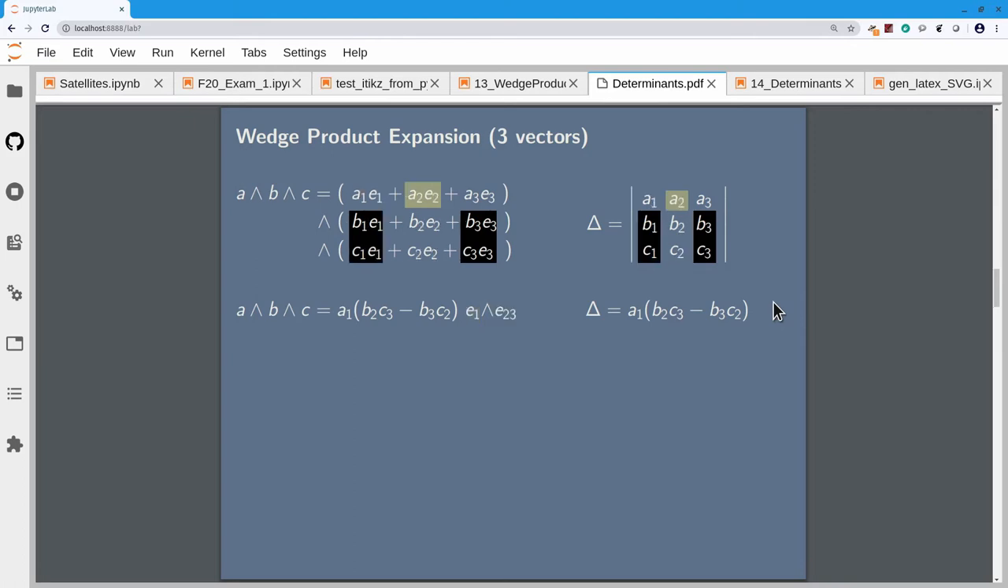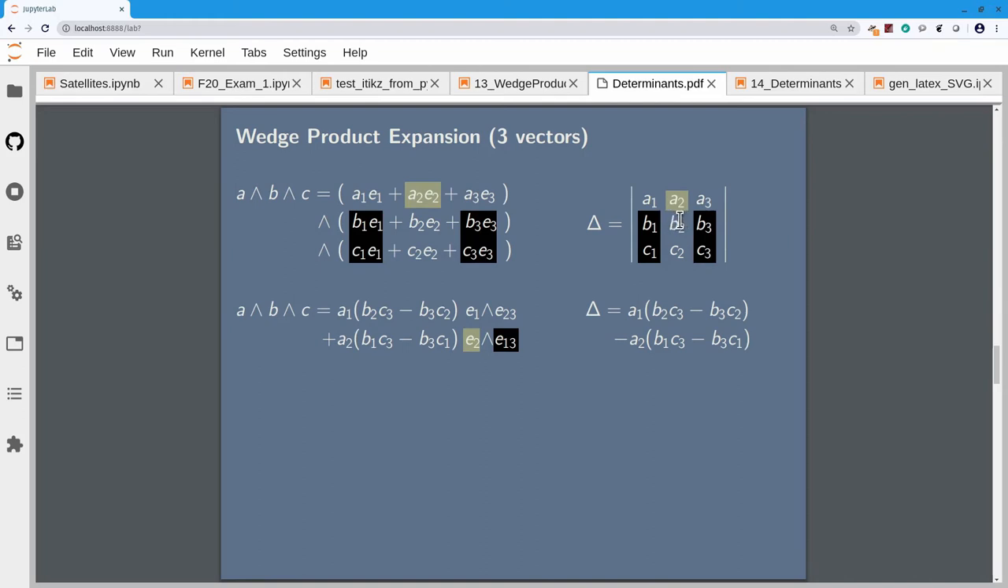Let's go to the A2, E2 term. The A2, E2 term in my wedge product, well, now I've picked from my first vector. If I pick an E2 vector underneath, that only contributes 0. So I'll take A2, E2 wedged with B1, E1, B3, E3, C1, E1, C3, E3. If I compute that wedge product and put things in numerical order, I'll get B1, C3, minus B3, C1. The E's, the wedge product, is E2 wedge with E1, E3.